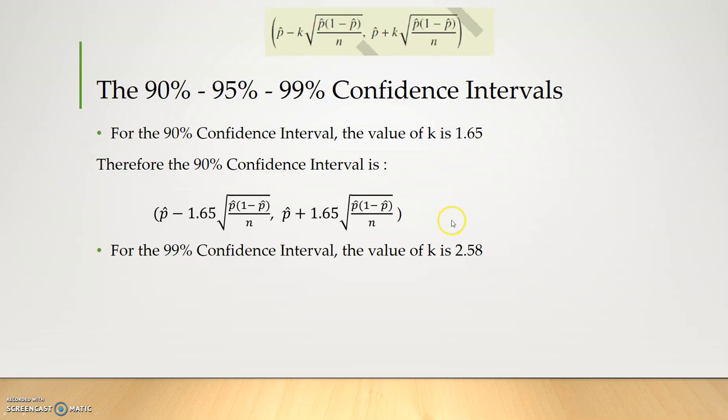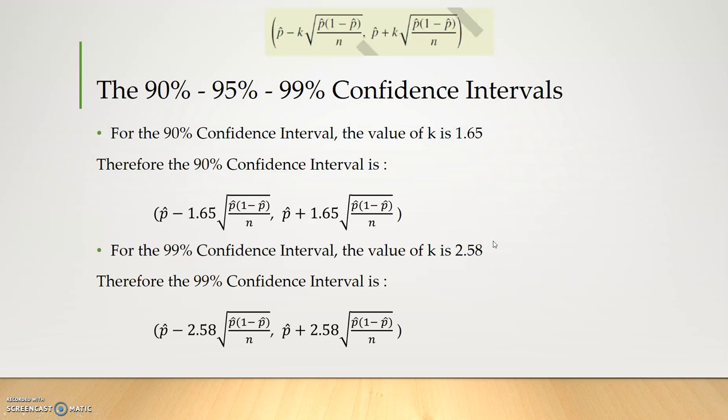And for the 99% confidence interval, the value of k is 2.58. So again, the formula for the 99% confidence interval looks exactly the same as the formula for the 95% confidence interval, except that our constant now is 2.58 instead of 1.96. So the only difference between the 3 formulas is the value of k. For the 90% confidence interval, it's 1.65. For the 95% confidence interval, it's 1.96. And for the 99% confidence interval, it's 2.58.